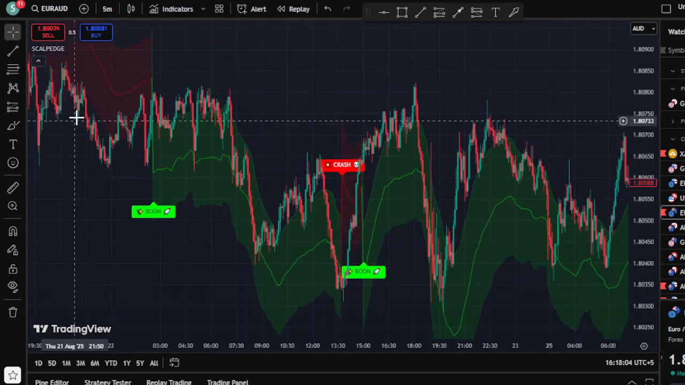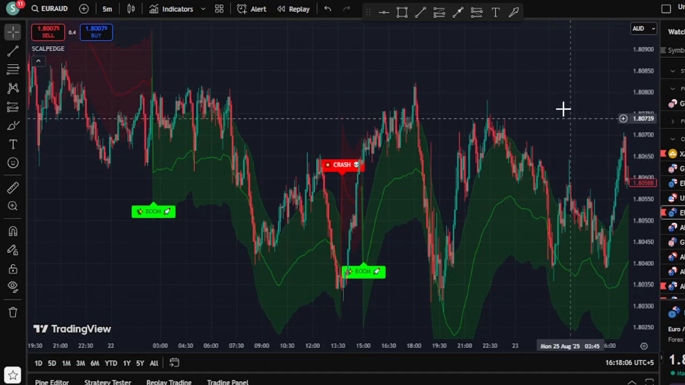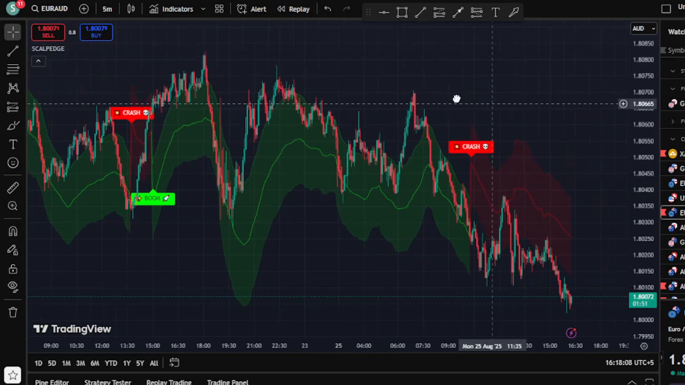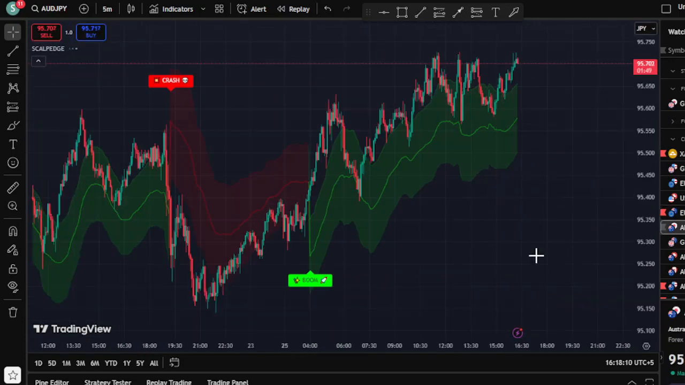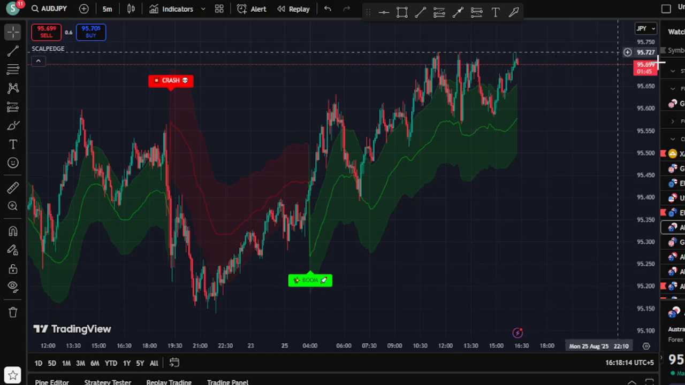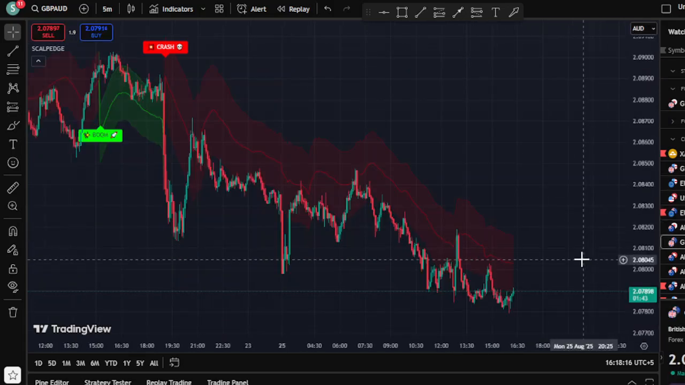Now you can see this is almost a consolidation, so we need to avoid consolidation setups because we want to trade when the market is actually moving. You can see this is the crash on AUD, boom, the price went up. I'm showing you one by one.